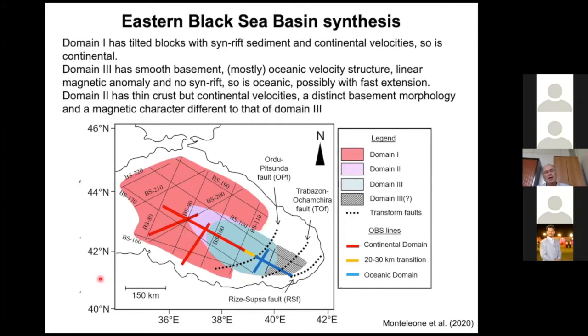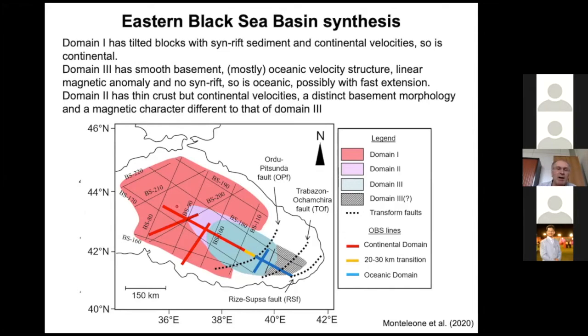Okay, so here's a map of what comes out of that sort of domain analysis. And then that leads into some interpretation of what those domains might be. And on top of this map, also these coloured lines are our interpretation from the wide-angle seismic data. So before we had the reflection data available to us.